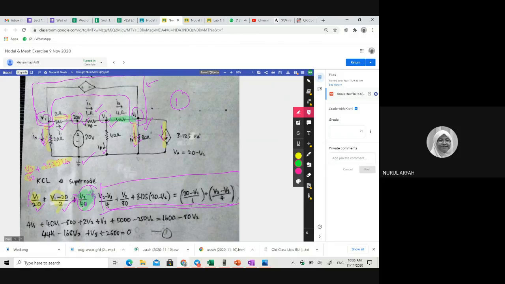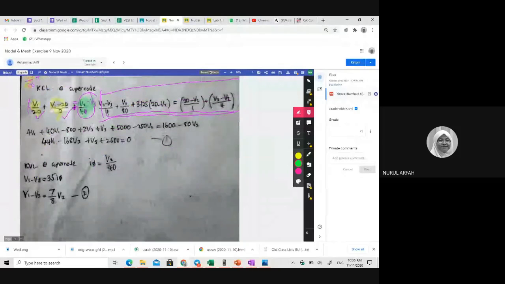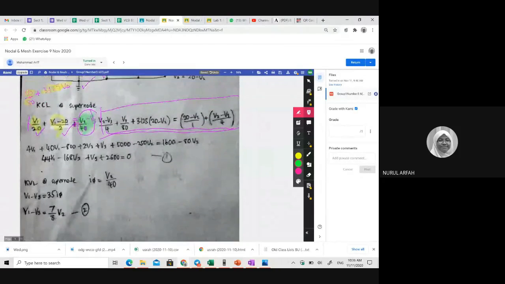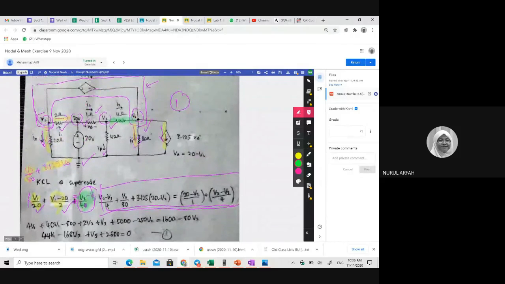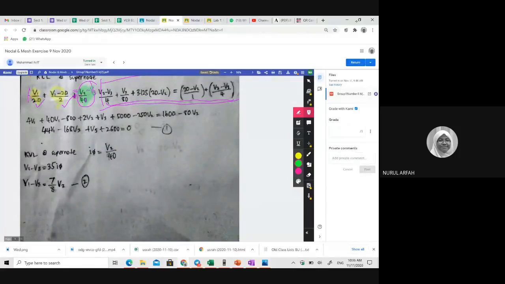And then that one is for KCL at the super node. Very good. And then what is your KVL? KVL at the super node. Arif suggested to have the higher polarity, which is a plus here, which is V1, minus with the lower polarity, minus here. So you have V3 equal to 35 I5. Yes, very good. This is correct.